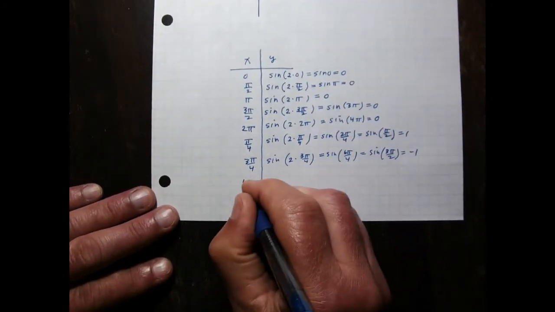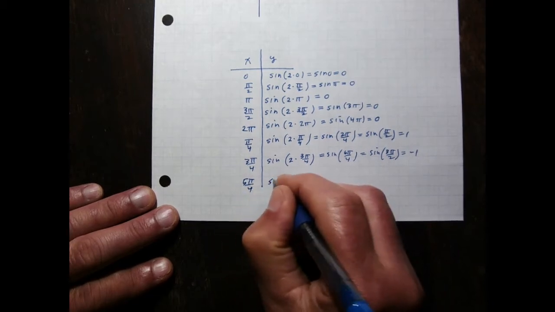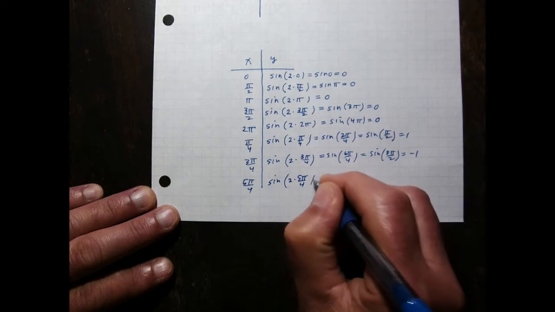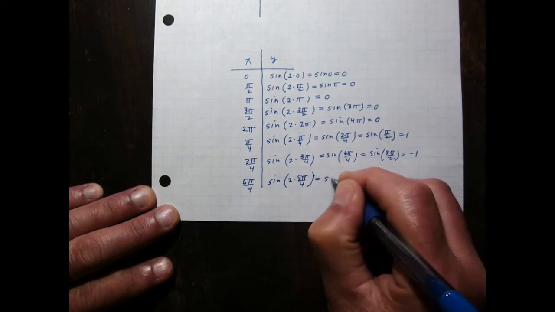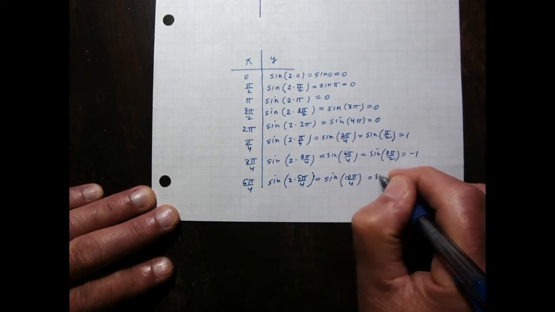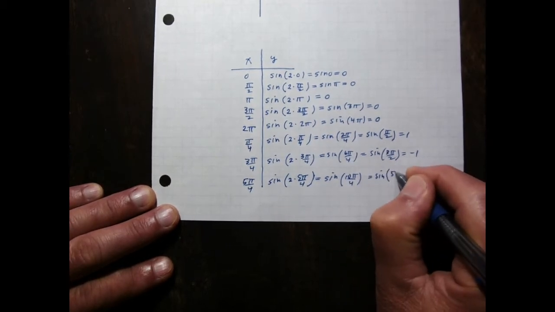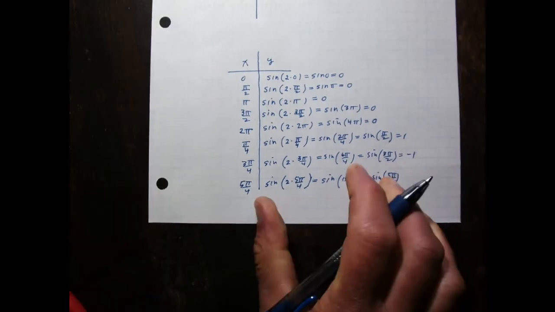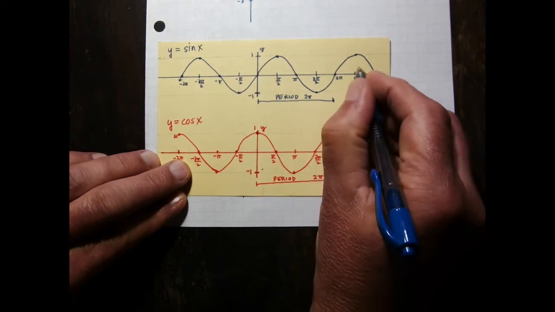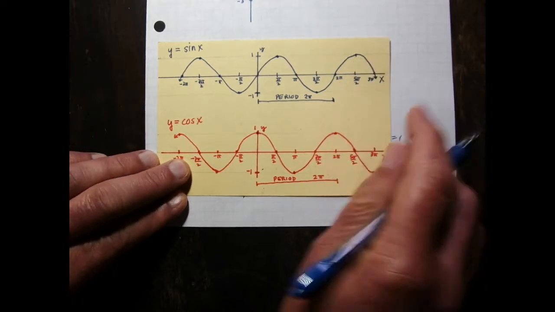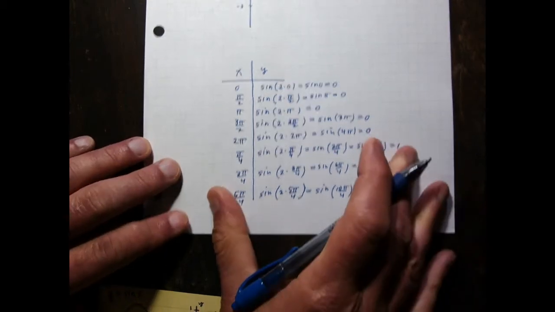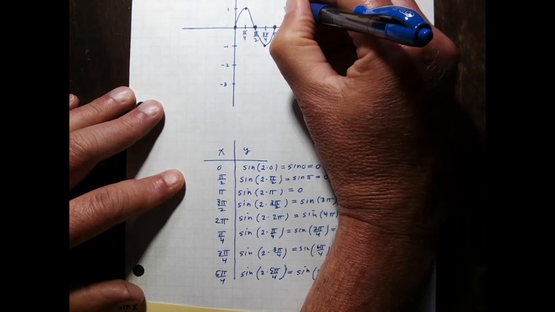If I plug 5 pi over 4 into this function, sine of 2 times 5 pi over 4 is sine of 10 pi over 4, which is sine of 5 pi over 2. Okay, here's where I'm going to rely on my basic sine graph. Sine of 5 pi over 2 we know is 1. So the y value here is 1. And so at 5 pi over 4, I'm back up to 1.